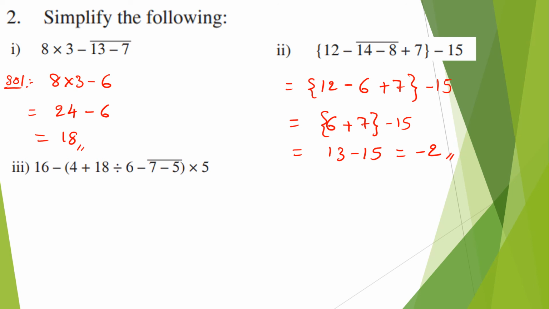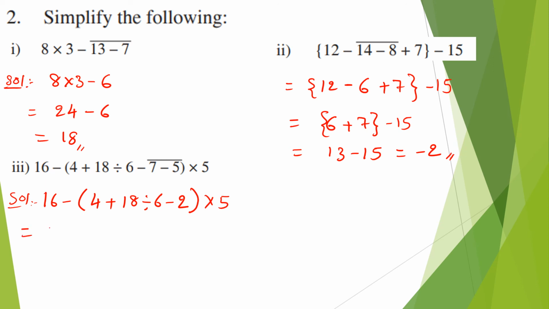Okay, let us see the next question. That is 16 minus of 4 plus 18 divided by 6 minus of 7 minus 5 into 5. Write the solution. 16 minus of 4 plus 18 divided by 6. First we should calculate inside the vinculum bar. First we should open the vinculum bar. 7 minus 5 is 2. Now remove the vinculum bar.